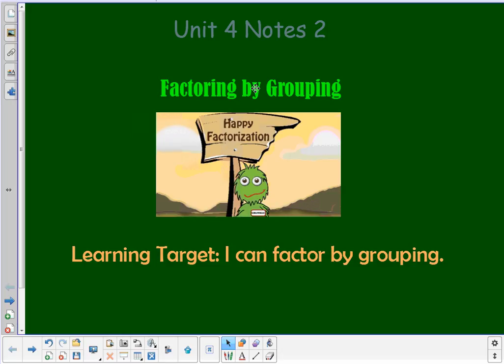Today we are talking about factoring by grouping. So yesterday we talked about factoring out the GCF and how that takes apart multiplication that was done to give you a product. We're going to keep going with that theory all unit. We're taking apart multiplication to undo a product of some sort. And today we're doing factoring by grouping.